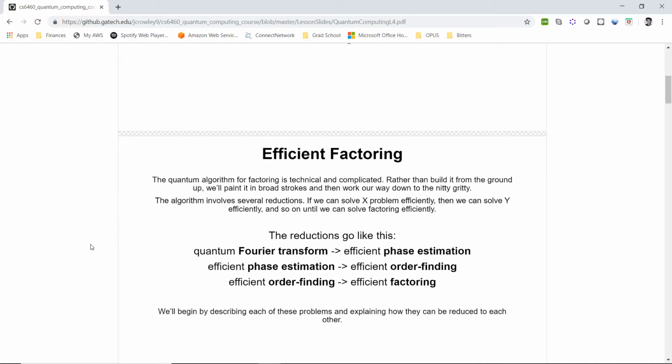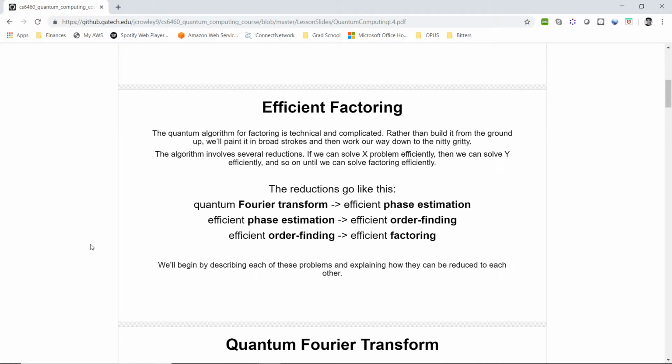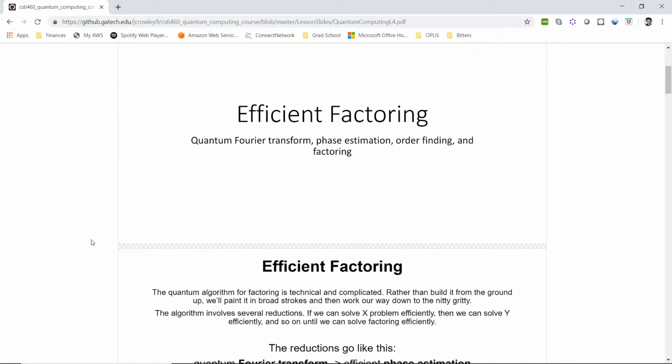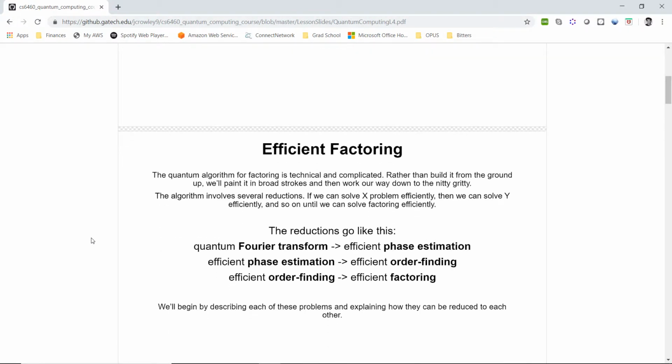So this is definitely one of the most technically challenging lessons because it involves a series of problem reductions that are not at all obvious. So it is a doozy of an algorithm and involves a fair amount of number theory, modular arithmetic, and math.